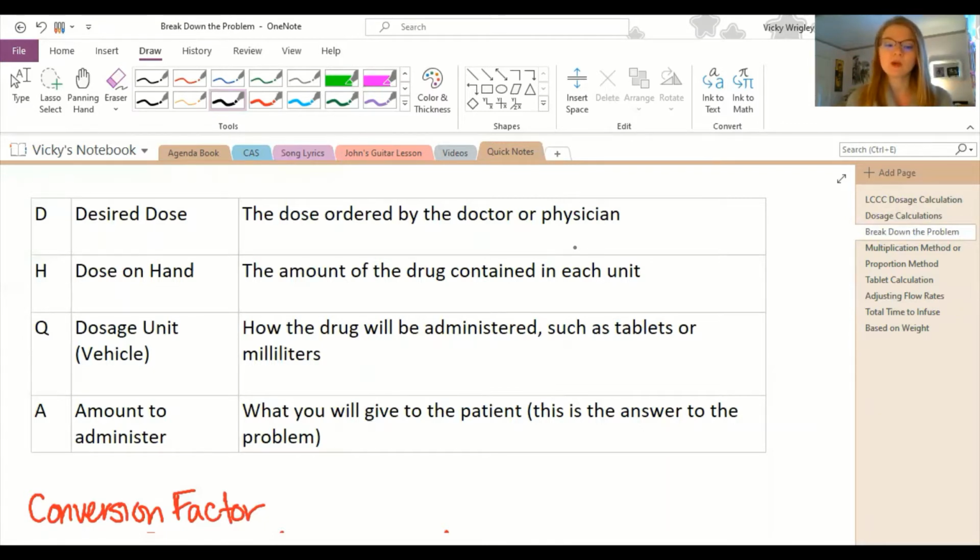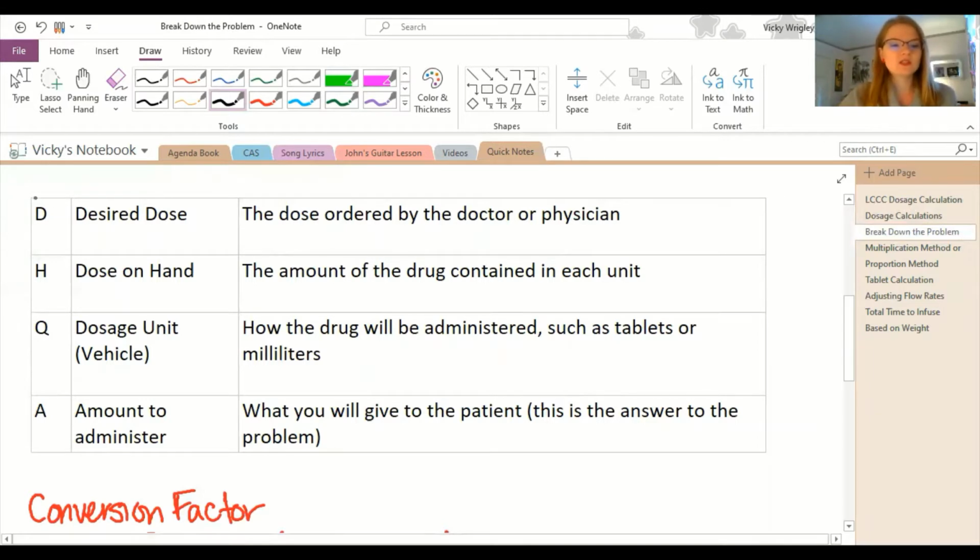Finally, the amount to administer on the bottom is what you will give to the patient. This is the answer to your problem. This is usually what you are looking for from your first question. Your first question that you asked yourself is, what is the problem looking for? The amount to administer is usually going to be the answer to that question. How much of the drug do you need to give to the patient? How much of the dosage units do you need to give to the patient so that they receive the desired dose?